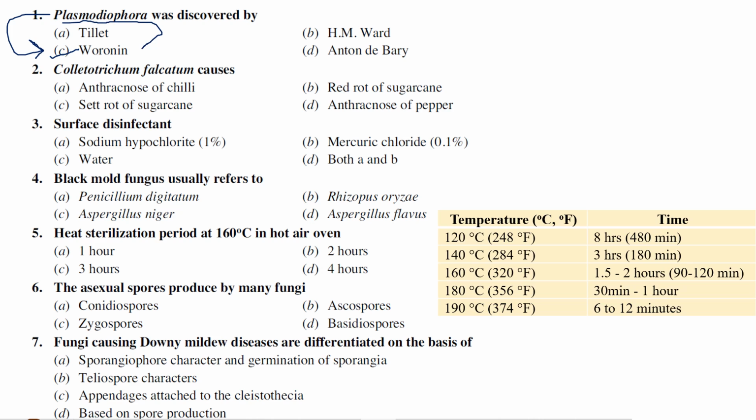The next one is: Colletotrichum falcatum causes anthracnose of chili, red rot of sugarcane, citrate of sugarcane, and anthracnose of pepper. So generally Colletotrichum falcatum causes red rot of sugarcane. Anthracnose of chili is Colletotrichum capsici, and other species also are there. So generally the answer is Colletotrichum falcatum causes red rot of sugarcane.